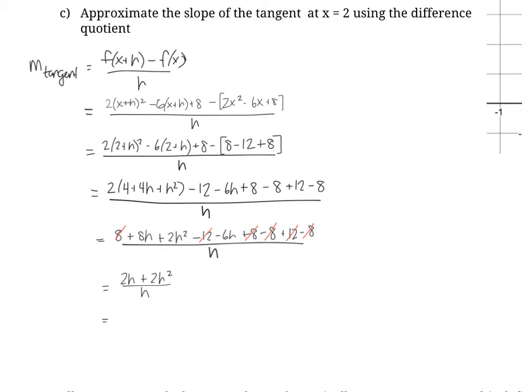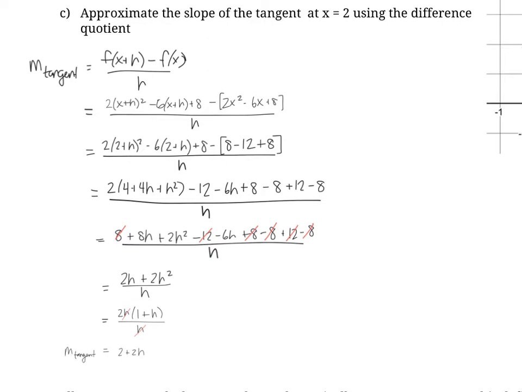I'm going to factor out a 2h in the top because that's a common factor. 1 plus h all over h. And you should notice now that this h down here and this h up here are going to cancel each other out. Now, what do we do? Well, we can simplify this even more as 2 plus 2h, and that basically represents the slope of the tangent, right? So m of the tangent.